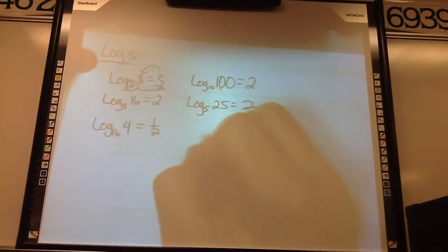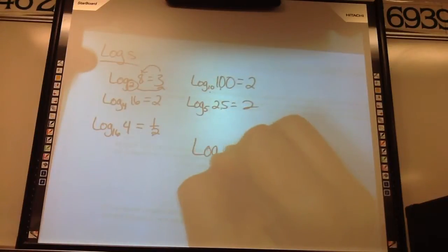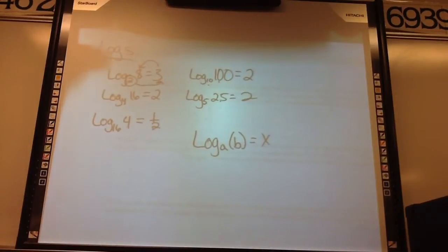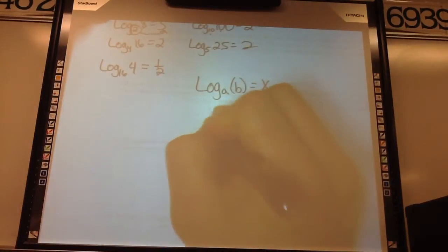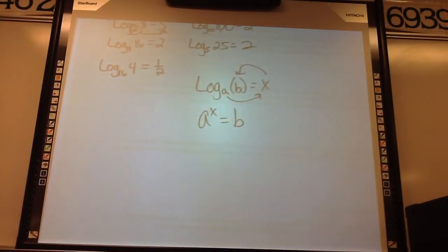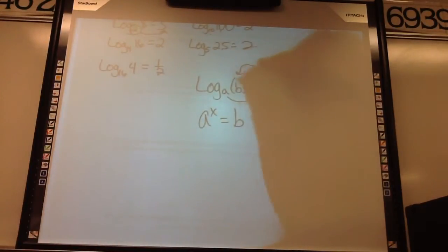Alright? So in general, if you have log base a of b equals x, that means a to the x equals b. I always draw the little arrows, a to the x power equals b. So always little number to this power equals this number. Right.